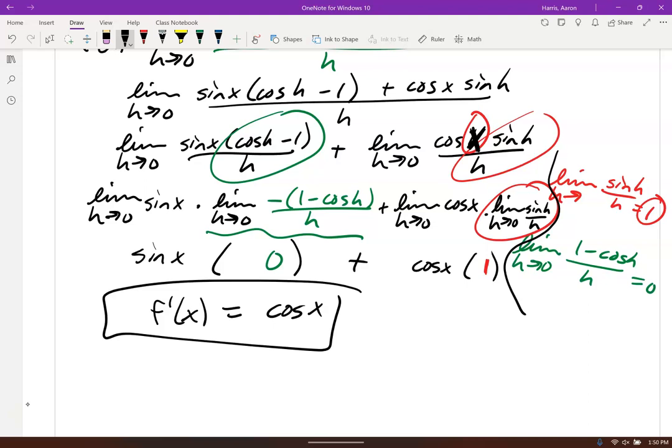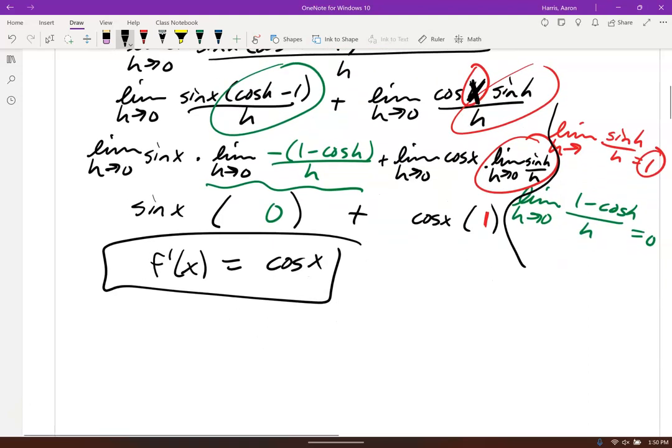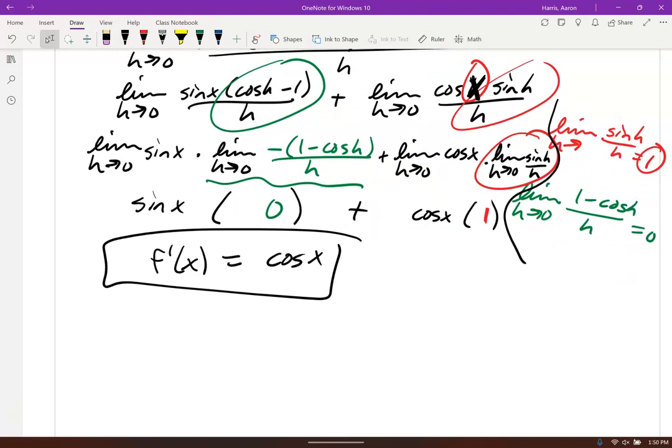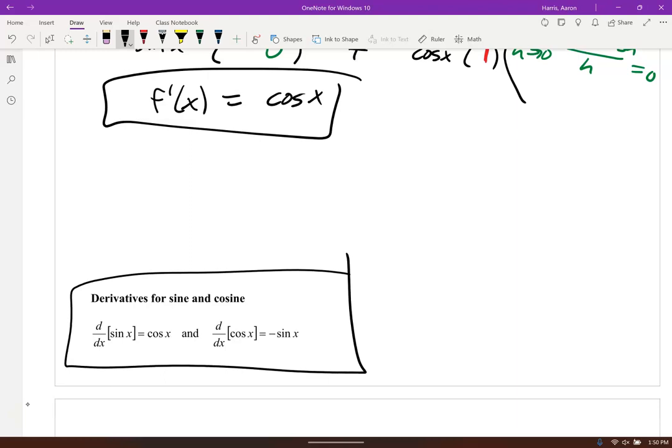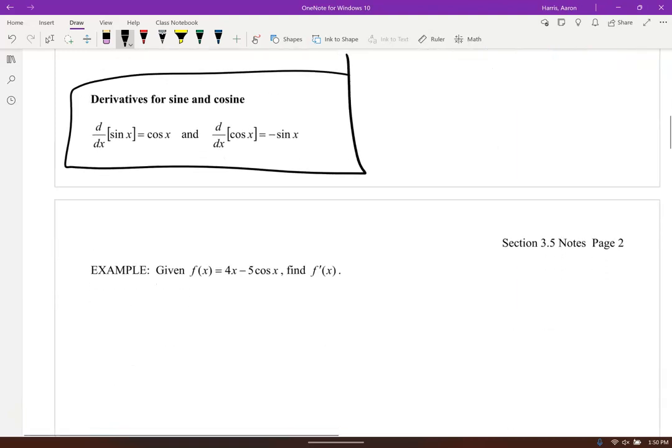It would be very similar if you are taking the derivative of the cosine, except you'd get a different result. Okay, so here are your two rules. The derivative of the sine is the cosine. The derivative of the cosine is negative sine. Again, very similar to prove that as well. We won't go through that proof in here, but let's go ahead and use that information now. Let's go ahead and take some derivatives.